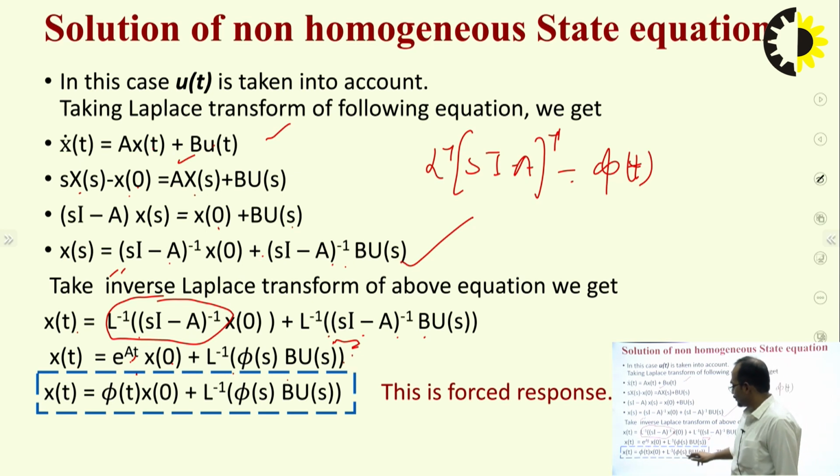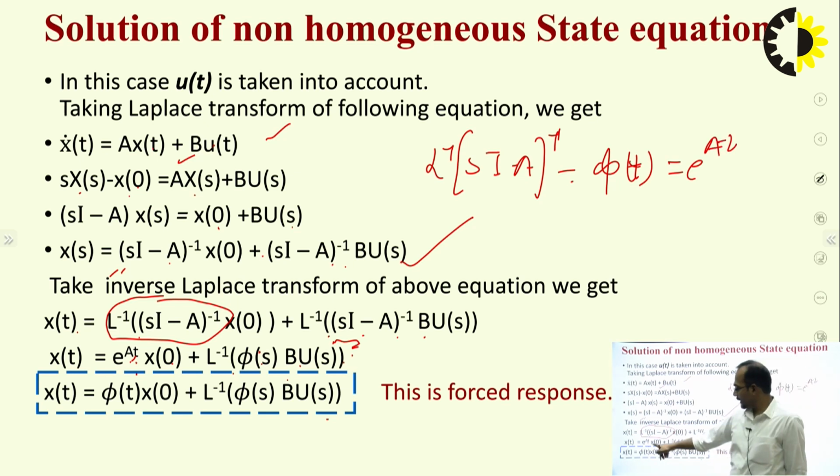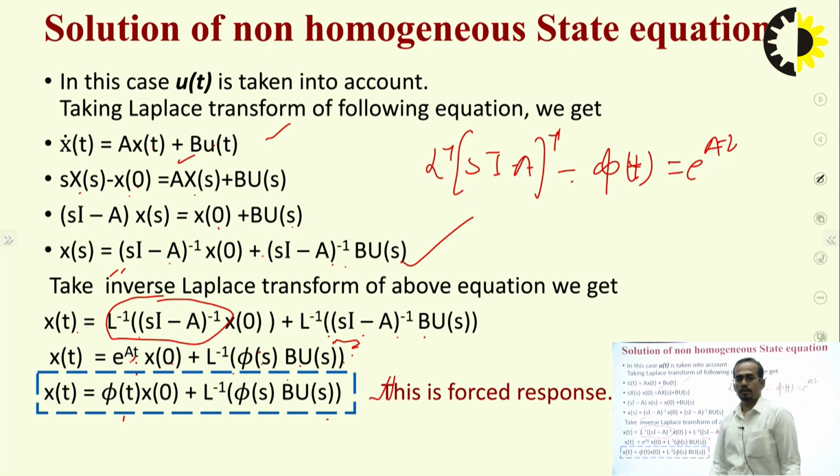L inverse of phi(s) BU(s) stays as it is in Laplace form, because this is the multiplication of phi(s) B into U(s), so we cannot write this in the time domain. We can write here only e power At. Laplace inverse of (sI minus A) inverse is nothing but phi(t), equal to e power At. So e power At x(0) plus L inverse of phi(s) BU(s), where e power At is phi(t) x(0) plus L inverse of phi(s) BU(s). This is the forced response of the system.